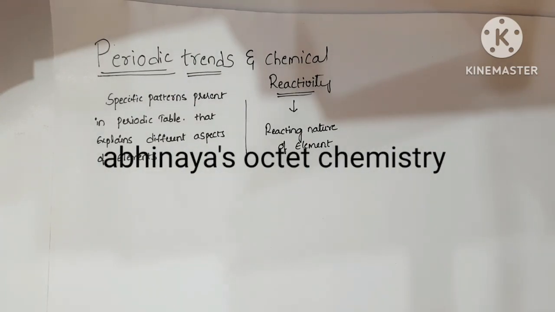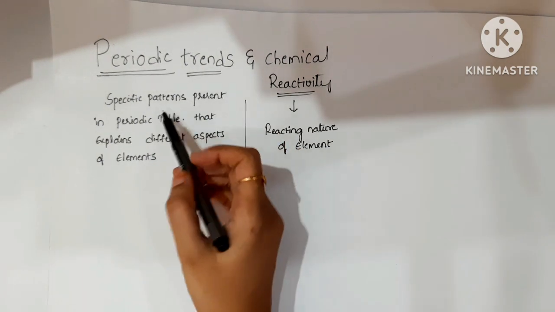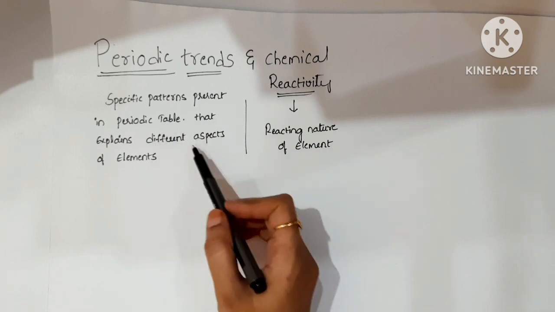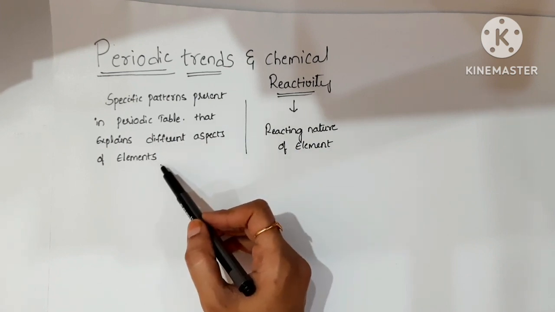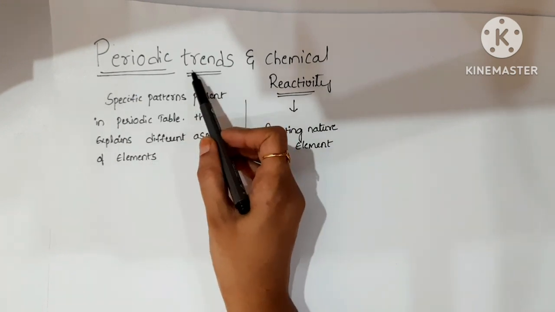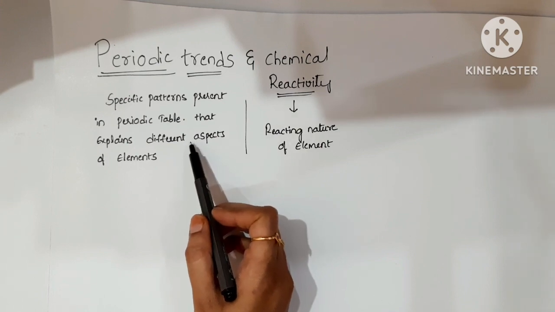Today I am going to explain periodic trends and chemical reactivity. So what are periodic trends? What is chemical reactivity? Periodic trends means specific patterns present in the periodic table that explain the different aspects of an element.